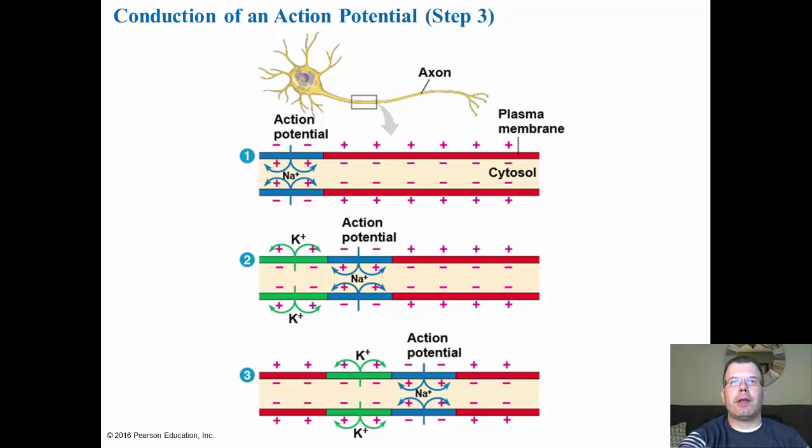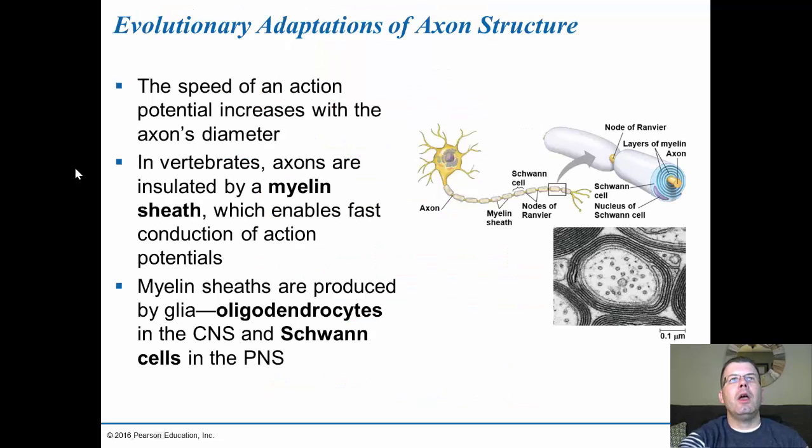So that's one of the things that has to happen. Now, one of the evolutionary adaptations of the axon structure is the production of these myelin sheaths, and these act like insulation. What that does is it enables fast conduction of action potentials, so it allows our nerves to respond even faster. If the nerve had to open and close all the sodium potassium channels all the way down, these responses would be very slow, and the animals would have to be very small.